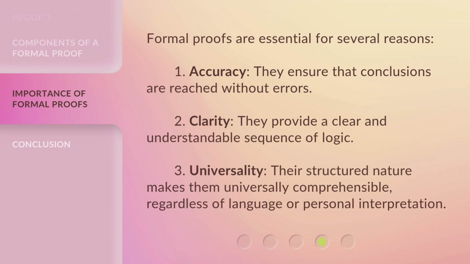Formal proofs are essential for several reasons. 1. Accuracy. They ensure that conclusions are reached without errors. 2. Clarity. They provide a clear and understandable sequence of logic. 3. Universality. Their structured nature makes them universally comprehensible, regardless of language or personal interpretation.